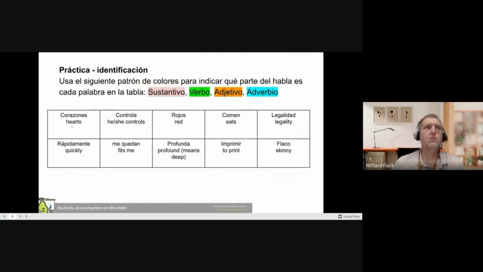Okay, so for corazones, you should have had sustantivo, controla, verbo, rojos, adjetivo, colors are adjectives, comen, verbo, legalidad is a sustantivo, rápidamente, adverbio, me quedan, verbo, profunda, adjetivo, imprimir, verbo, and flaco, adjetivo.